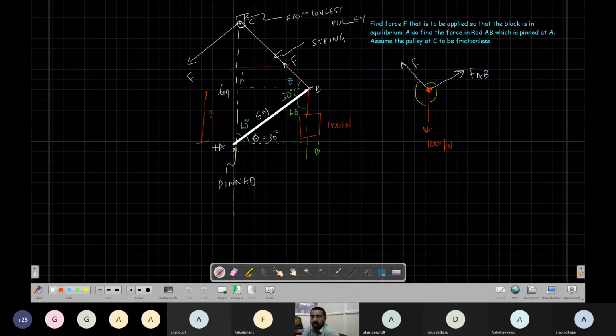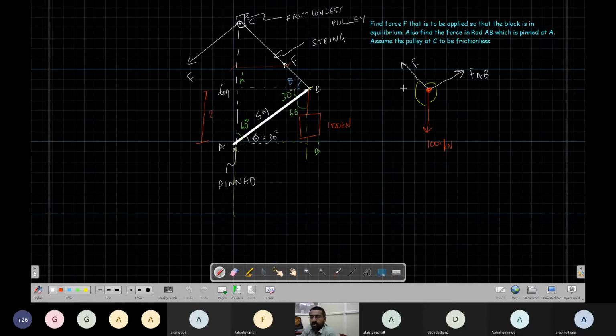Then I told you this is pinned here, so I showed you what a pinned connection is, with an example. This is pinned here, that means it is free to rotate. This rod is free to rotate like this. If it is pinned here, it is free to rotate like this. Now C is a pulley which is frictionless.